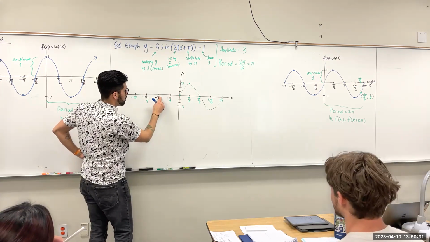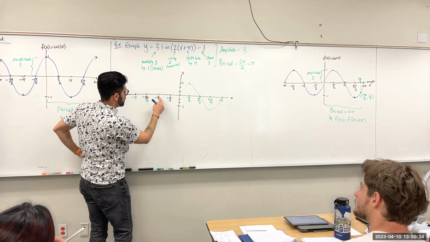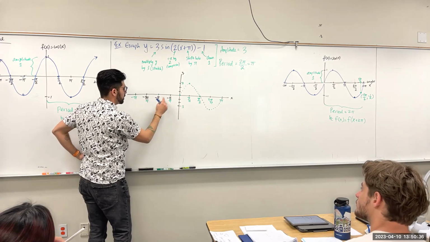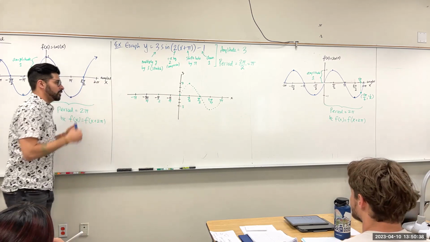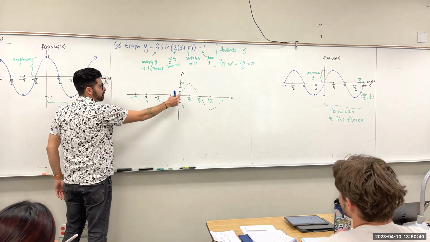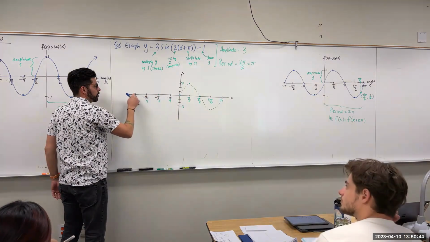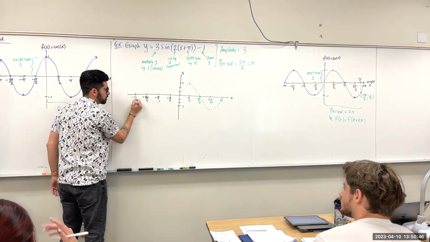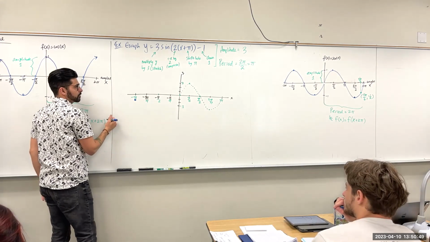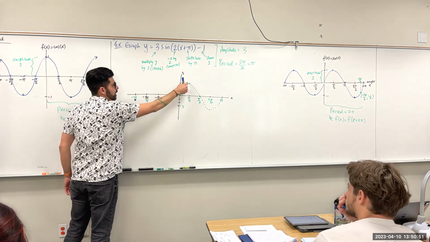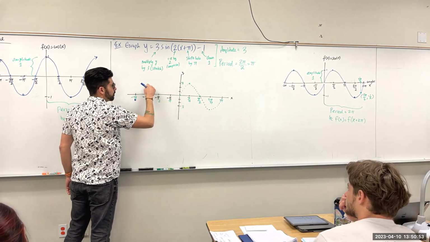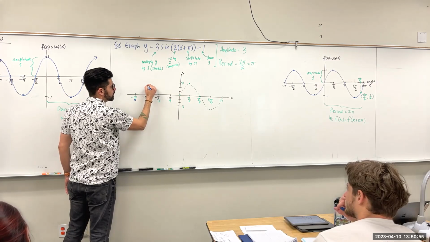Oh wait, did I mess up? Oh, I messed up this one. Sorry about that. Let's do this again. Restart. I had to shift it pi units to the left. I did pi over 2. My bad. 1, 2, 3, 4, and then down 1. Right there. This point moves pi units to the left. 1, 2, 3, 4, and then down 1.